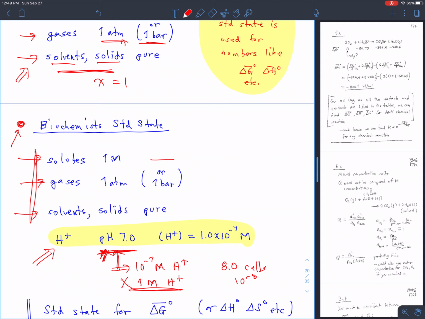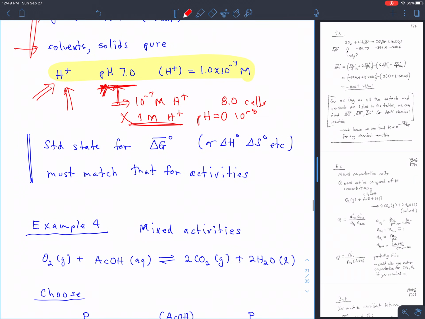1 molar H+ corresponds to a pH of 0. It's a pretty strong acidic solution. That sort of condition never exists inside biological systems. And so for biologically related work, we assume that the H+ concentration, the pH, is in the neighborhood of 7. That's the standard state. All right.